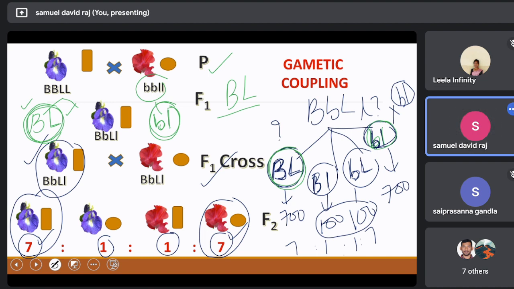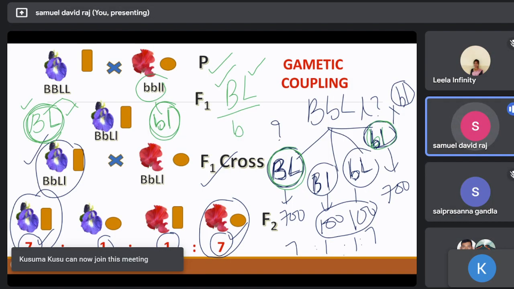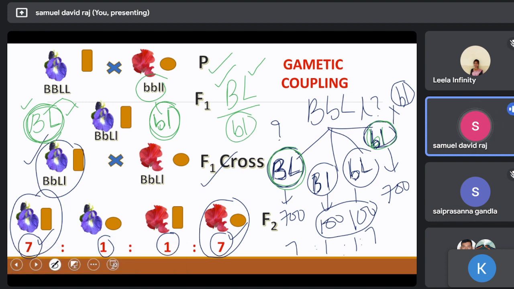In other words, the genes for blue color and long pollen are staying together during the process of inheritance. Likewise, small b, small l, that means the gene for red flower and round pollen, are staying together during the process of inheritance. Very few recombinants are being produced here.